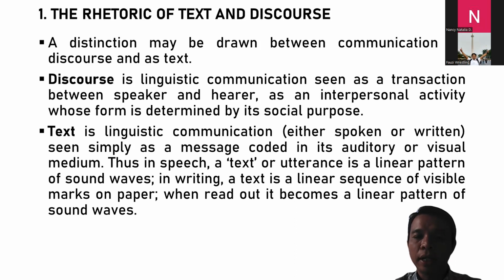Thus, in speech, a text or utterance is a linear pattern of sound waves. In writing, a text is a linear sequence of visible marks on paper. When read out, it becomes a linear pattern of sound waves. Therefore, there are two important points that we are discussing in the first section, which are discourse and text. You have to remember the definition of these two terms of the rhetoric of text.